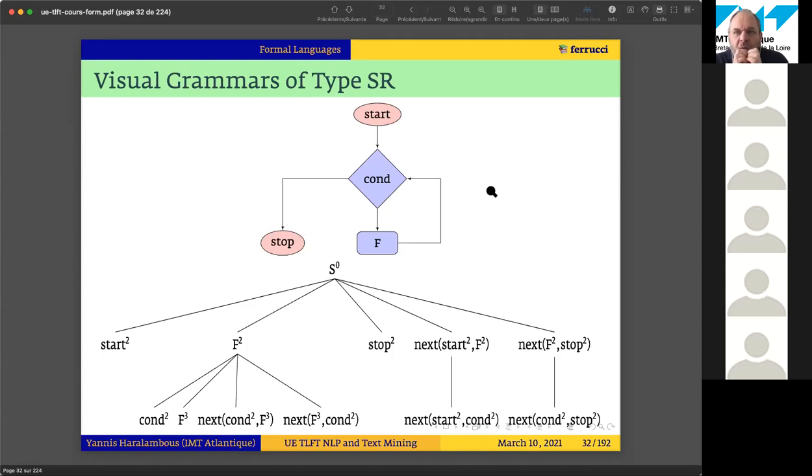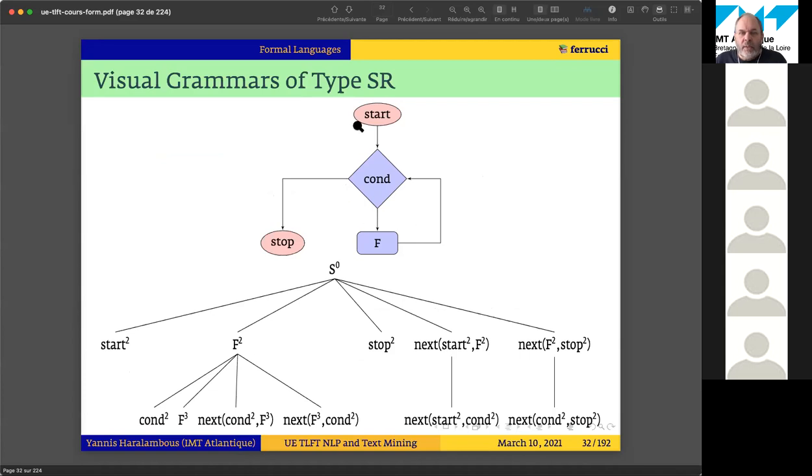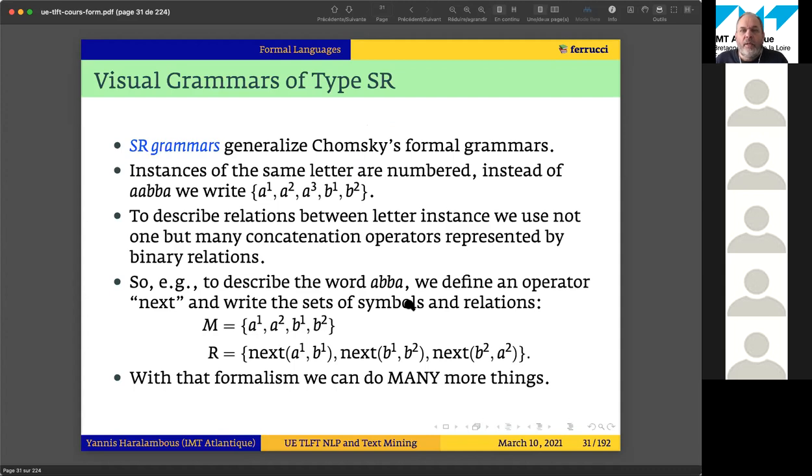So how do we describe a diagram? We break it down into pieces, so elementary units. So here these elementary units are words in an alphabet. And then we combine the elements, but here combining them is not just concatenating them like in a usual word. Here we have many concatenation operators. And this is the main difference between visual grammars and standard grammars.